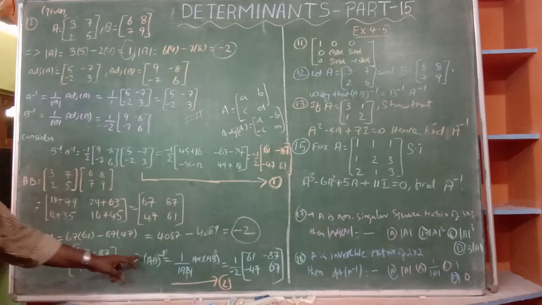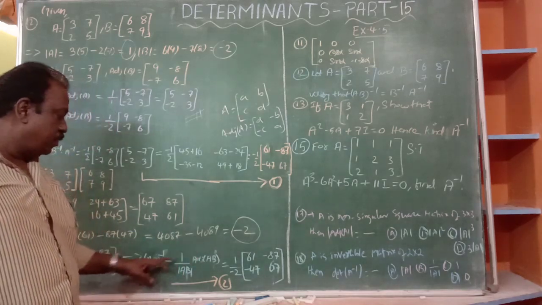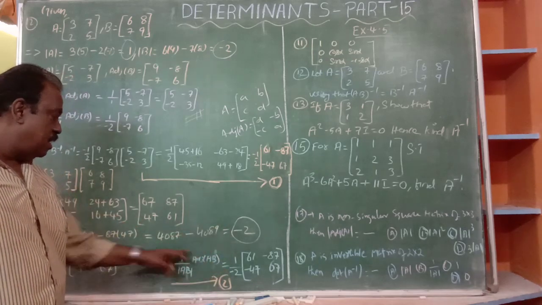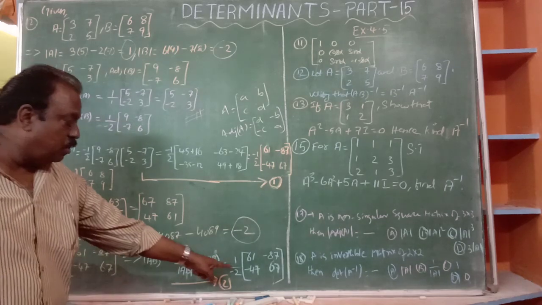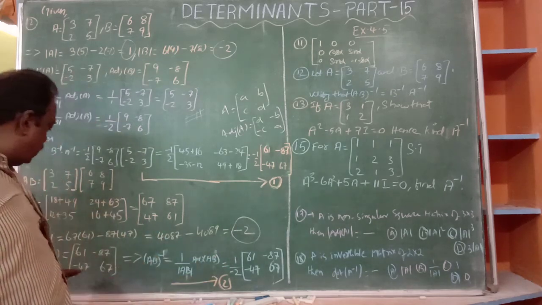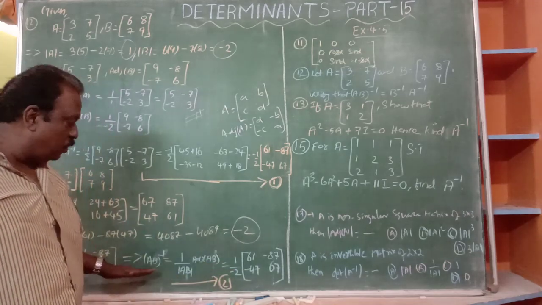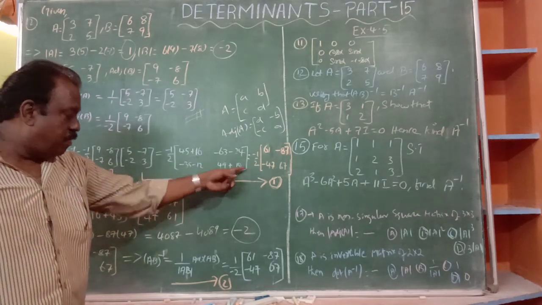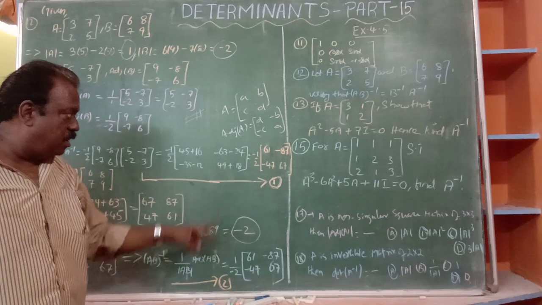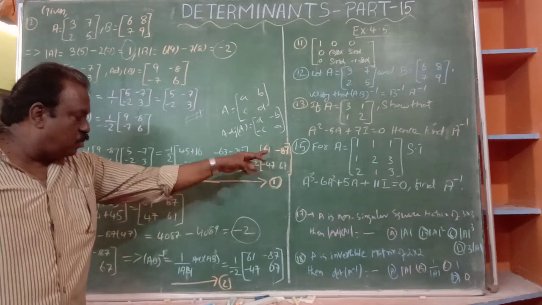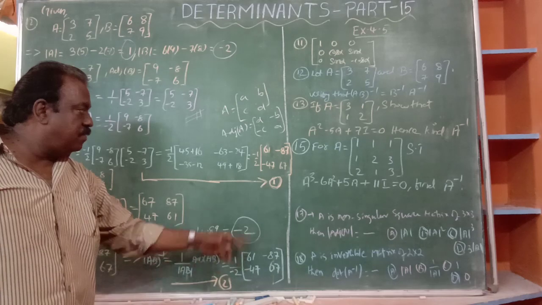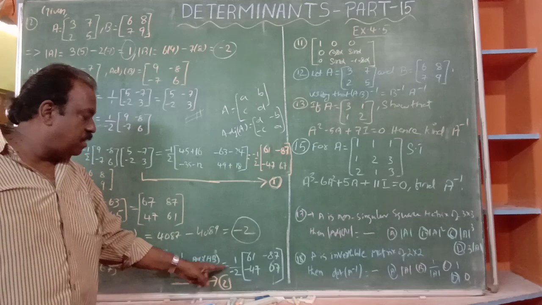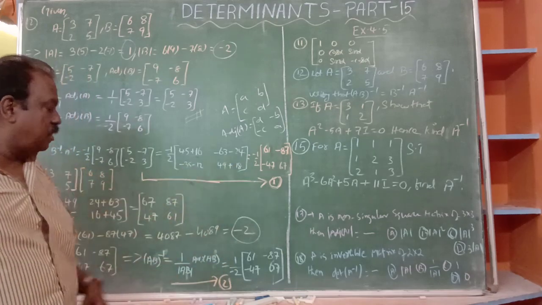Now we find (AB) whole inverse. Let AB be X. X inverse means 1 by determinant X into adjoint X. 1 by determinant X is 1 by minus 2, and adjoint of AB is already there; substitute. This is (AB) whole inverse, let it be equation 2. Here, B inverse into A inverse is this one. From 1 and 2, you observe, both are the same: 61, minus 87, minus 47, 67. Outside, the constant multiple is 1 by minus 2 in both.